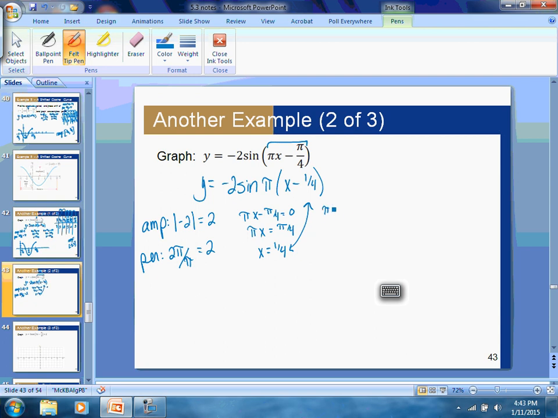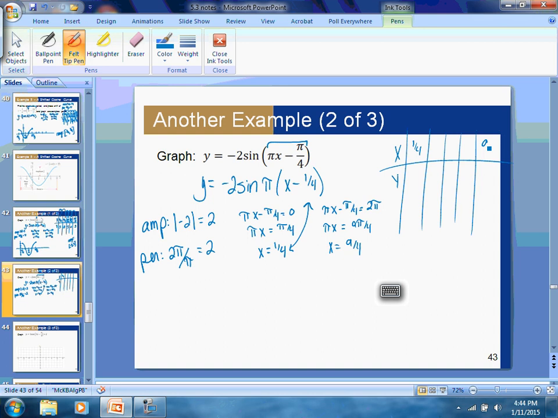Then I'll take pi x minus pi over 4 and set it equal to 2 pi. And then I'm going to add the pi over 4 over. So that's going to be 9 pi over 4. Again, use your calculator if you need to. And then divide. So I'll get 9 over 4. So that's 2 and a fourth. So when I make my table of values, x and y, I'm going to start at 1/4 for x. Then my 3 blank ones, and then I'm going to end at 9/4.